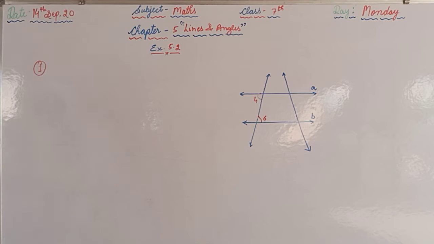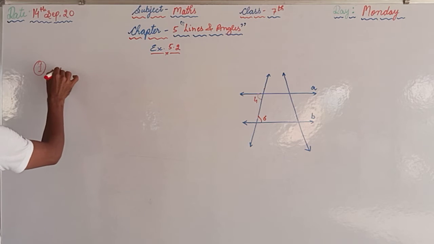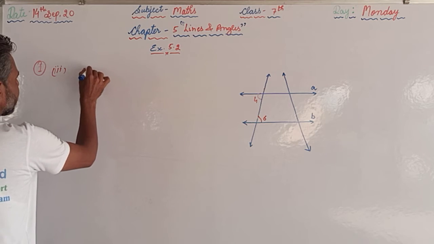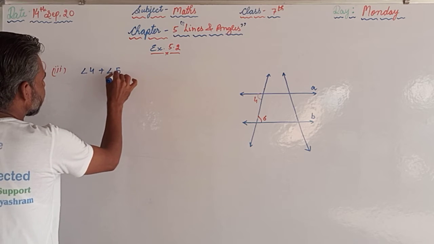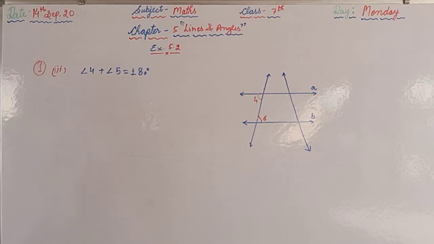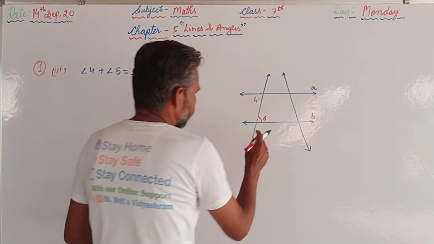So now the part third. In part third, if angle 4 plus angle 5 is equal to 180 degrees. Which is angle 4? Angle 4 is already displayed there, and angle 5 we are supposed to show here now.